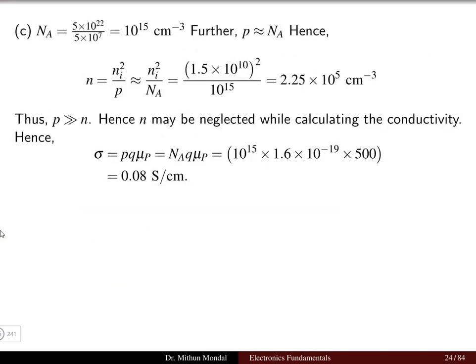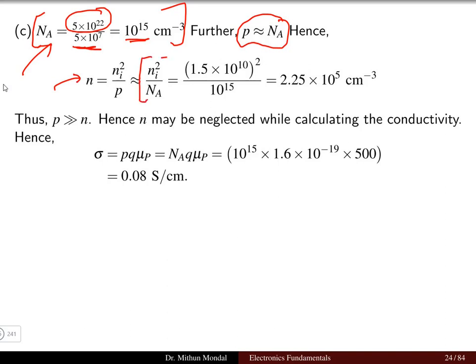On the other hand, if the acceptor impurity atoms are added, then we need to find how many acceptor impurity atoms are there in 5 into 10 to the power 22 silicon crystal, which is equal to 10 to the power 15, because it is 1 in 5 into 10 to the power 7. And the number of holes, that is the majority carriers, is equal to the number of acceptor impurity atoms, and from the mass action law, the number of electrons is equal to ni squared by Na, which is equal to 2.25 into 10 to the power 5.